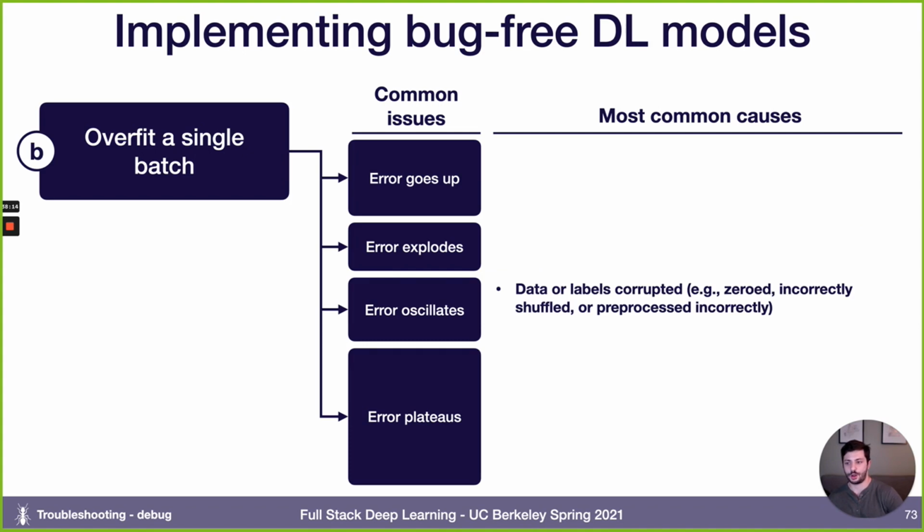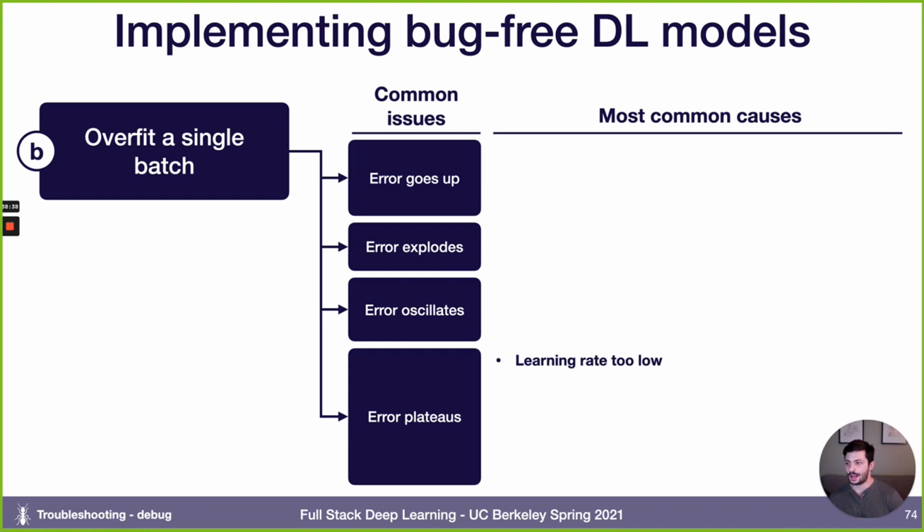The error can oscillate, so it can go down and then come back up and then go down and then come up. In my experience, this is often caused by corrupted data or labels. So your learning problem might actually be impossible because, for example, your labels might be shuffled. That's I think the most common cause of error oscillation, but it can also be caused by a learning rate that's too high.